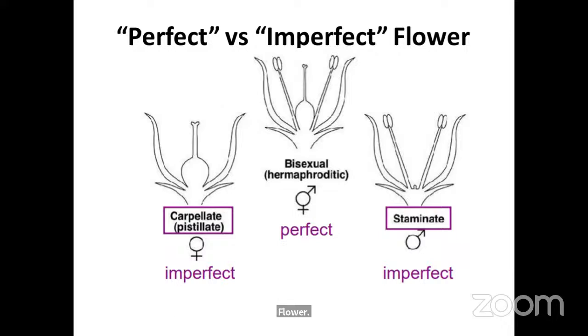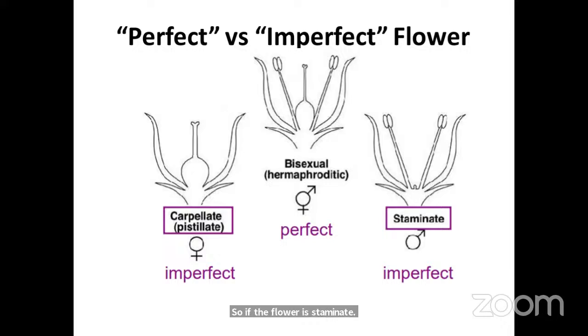So when we talk about perfect and imperfect flower, we are more talking here on the presence of the reproductive parts. Like if the flower has the stamen and the pistil, it is classified as perfect. But if the flower has the stamen only, we call a flower that has the stamen staminate. So if the flower is staminate, it is imperfect.